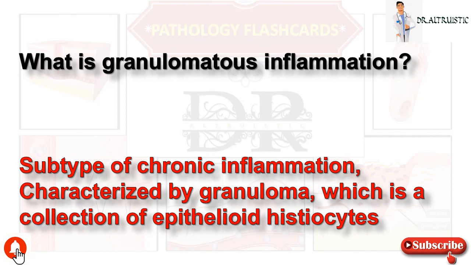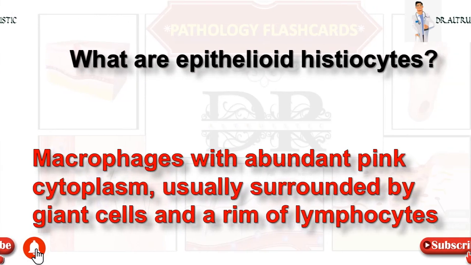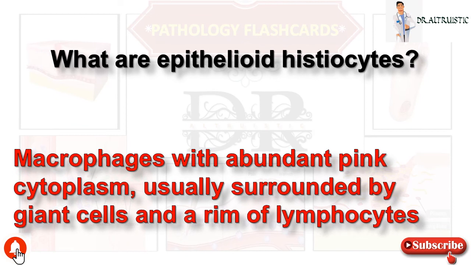What is granulomatous inflammation? A subtype of chronic inflammation, characterized by granuloma, which is a collection of epithelioid histiocytes. What are epithelioid histiocytes? Macrophages with abundant pink cytoplasm, usually surrounded by giant cells and a rim of lymphocytes.